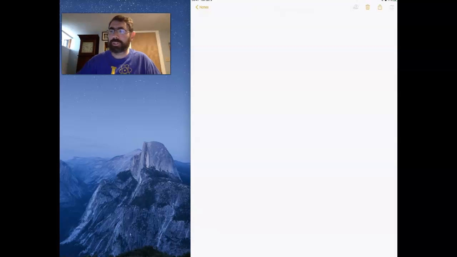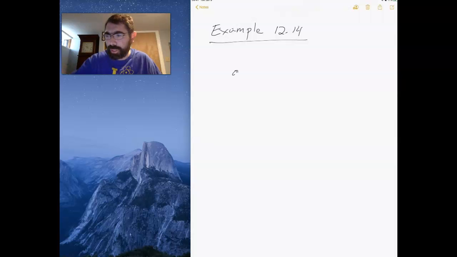In this video, we're going to go over example 1214, where now we're going to look at the electric field created by a point charge that is moving in uniform motion. So you're going to have some charge Q, which is now going to be moving with some velocity V. And we want to see what is the electric field.